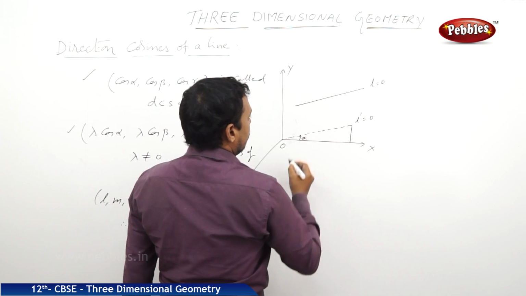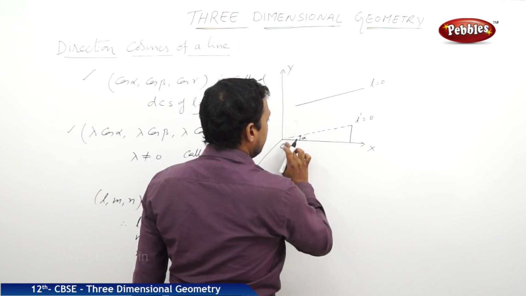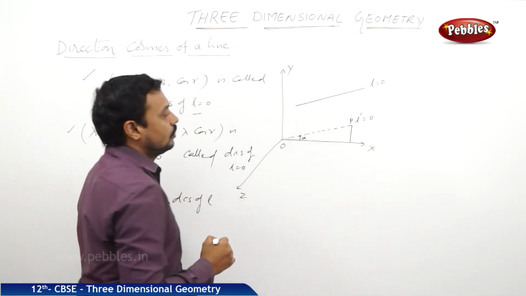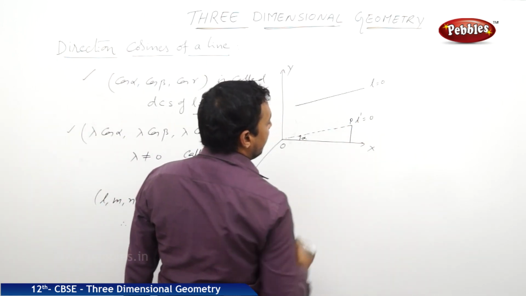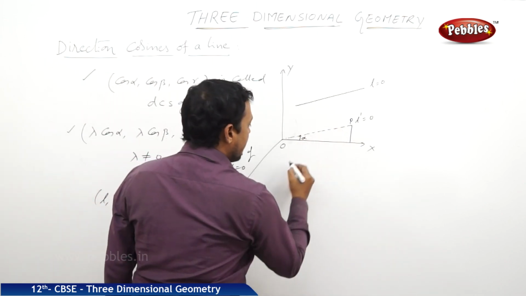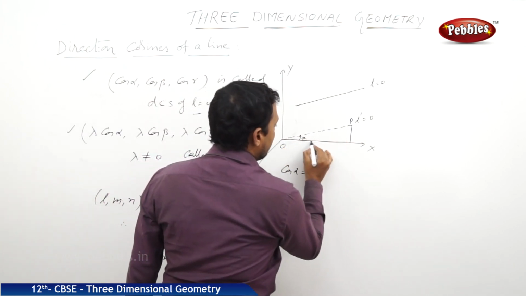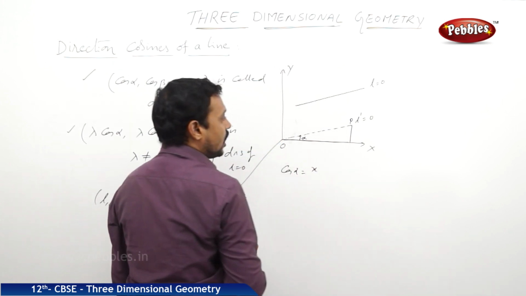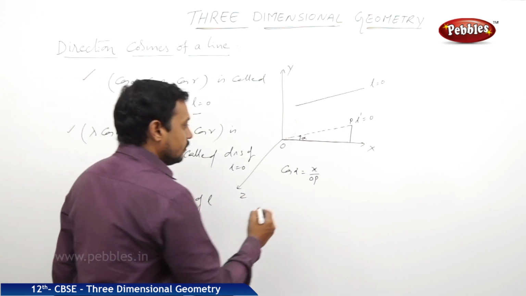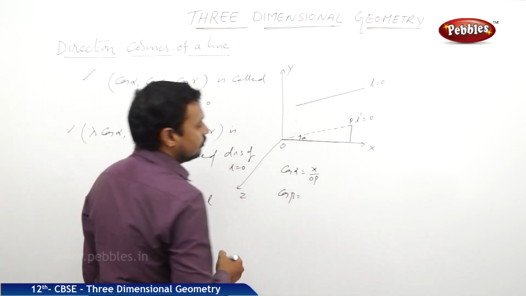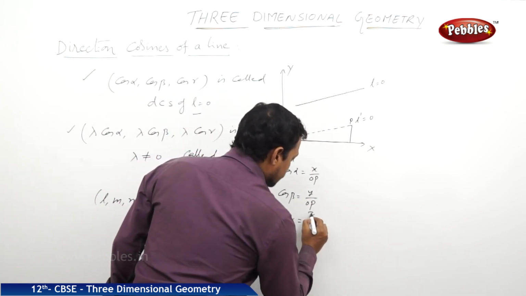Now, suppose P is a point on the line L dash equal to 0. From this diagram, cos alpha is equal to this length, which is nothing but the x coordinate by OP. Similarly, cos beta is equal to y by OP and cos gamma is equal to z by OP.